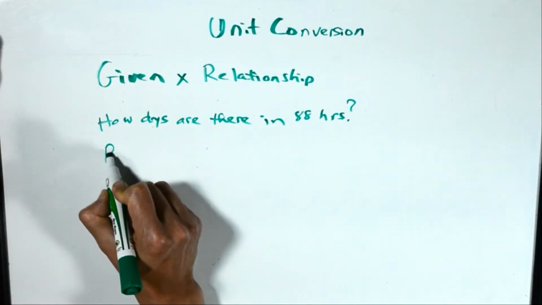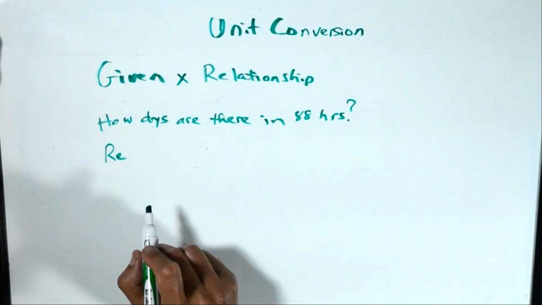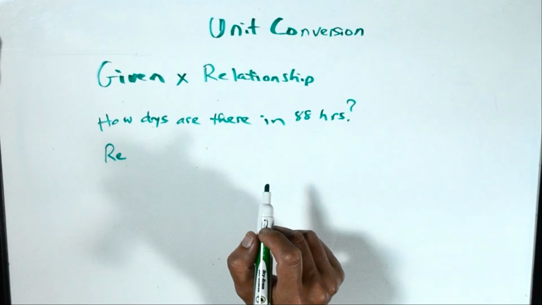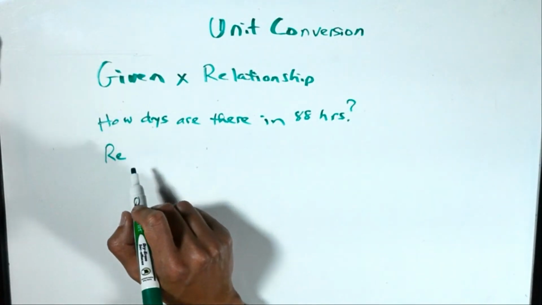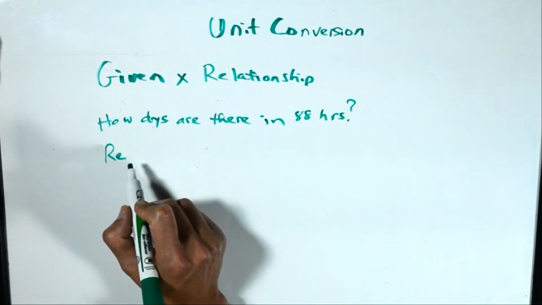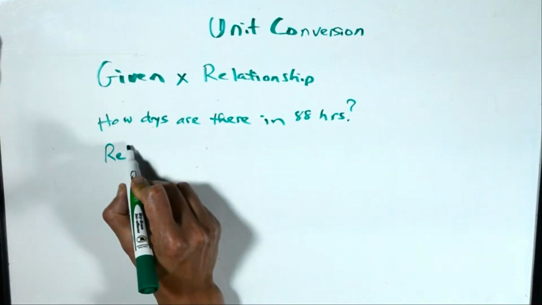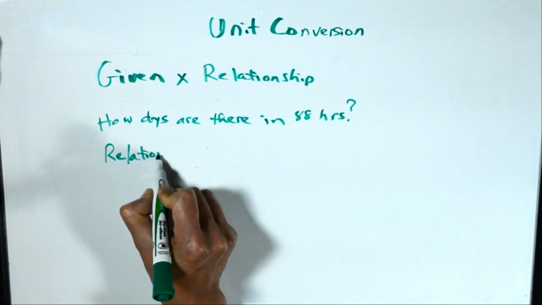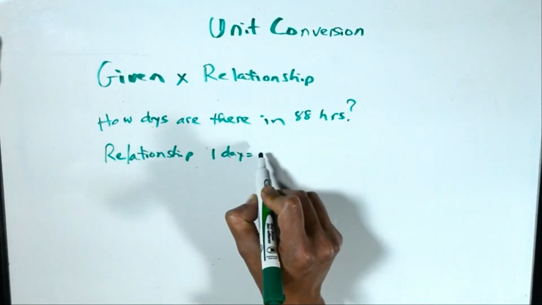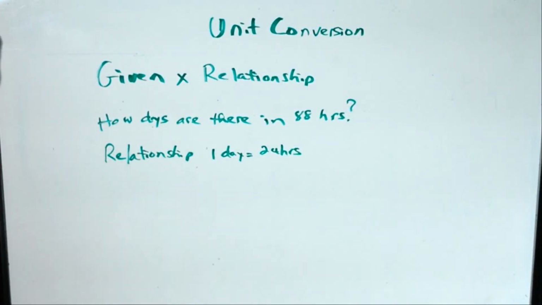The relationship is, we can either look it up, the relationship between hours and days. If you don't know, you Google it, sometimes the periodic table. The periodic table that I gave you guys in the back will give you some common information, like from grams to kilograms, meters to miles. Those information are given. Days to hours may not be there, but you can Google that, right? So the relationship between day and hours, we have one day equals 24 hours, right? So that's the relationship. One day equals 24 hours.